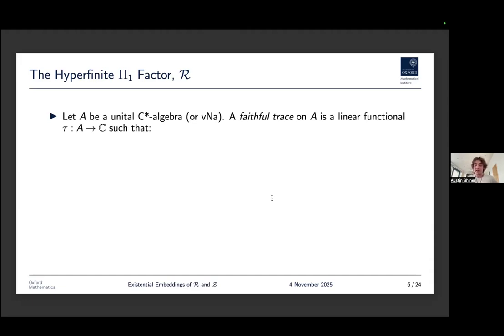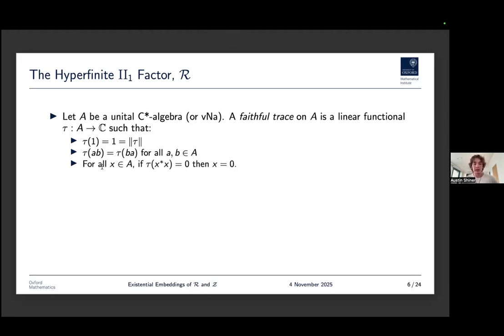So it makes sense that our limiting algebra R, just some sort of inductive limit or some sort of union of all these matrix algebras, will also have a trace. What exactly is a trace? Well, it's as follows. If we have some unital C-star algebra or von Neumann algebra A, a faithful trace on A is a linear functional tau such that, one, tau is unital, so it sends 1 to 1, and it's also equal to the operator norm. Two, tau is tracial, so tau of AB equals tau of BA for all A and B in our algebra A.